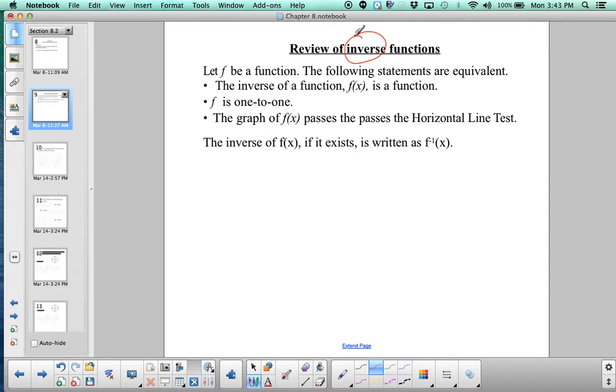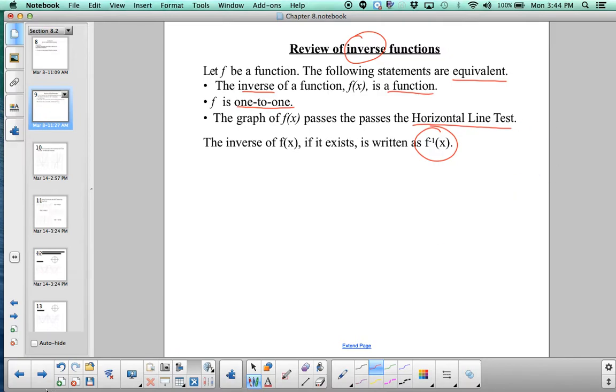If f is a function, then the following statements are equivalent. It's not necessarily true in all cases, but they are equivalent. The inverse of a function is a function. F is 1 to 1. So what does 1 to 1 mean? It means it passes the vertical line test. It also passes the horizontal line test. And then the graph of f of x passes the horizontal line test. And the inverse of f of x, if it exists, is written as f inverse of x.